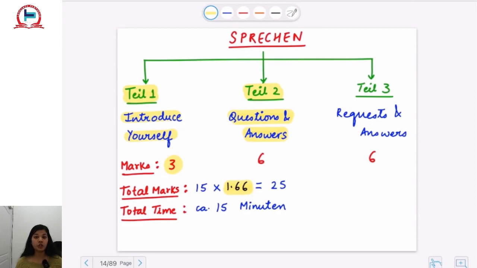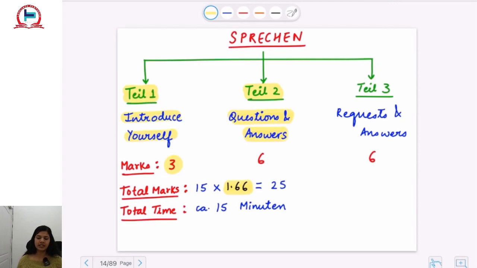For that, you get a card from the examiner. On that card, there is a theme written and there is a word written. What you're supposed to do? You're supposed to form a question with that word based on the theme. I repeat my sentence. You're supposed to form a question with that word based on the theme.